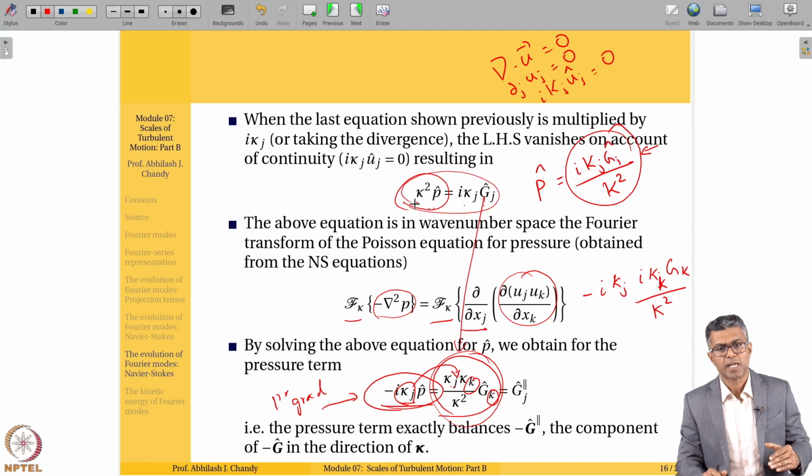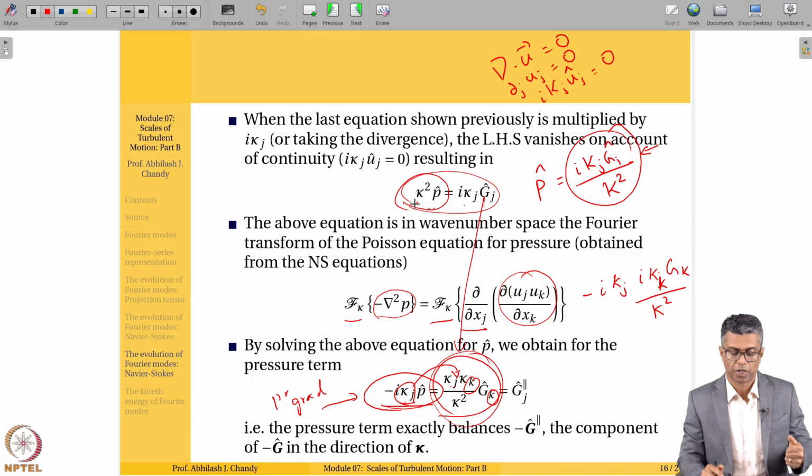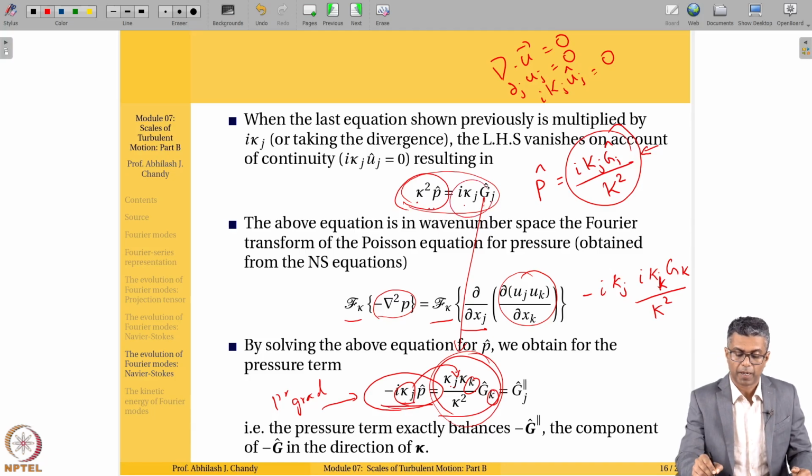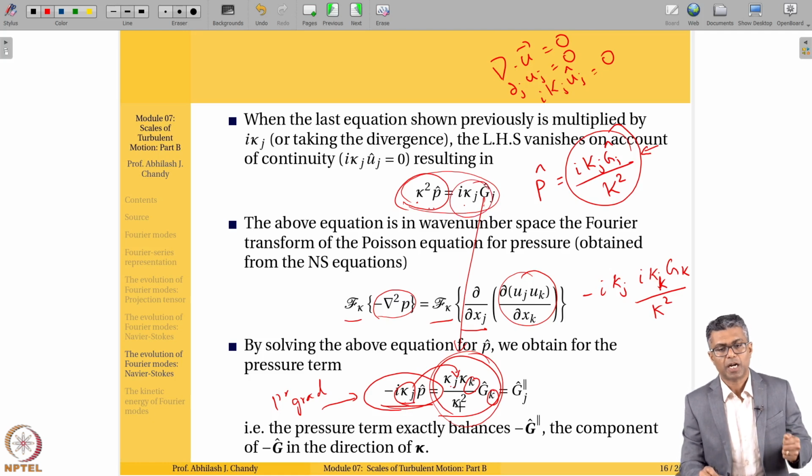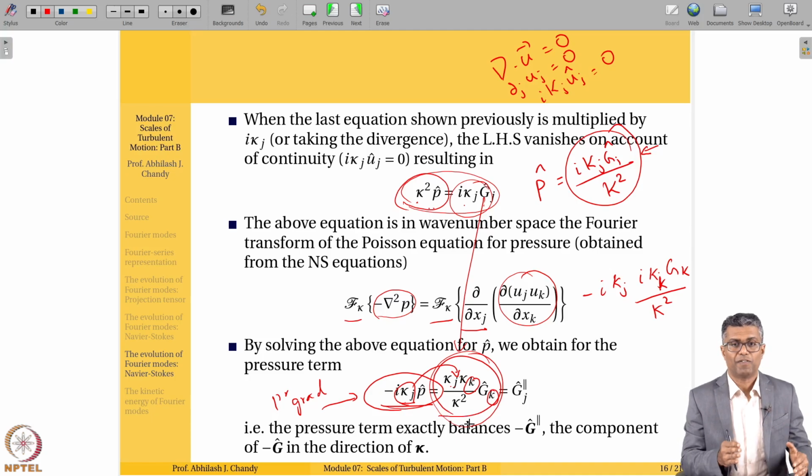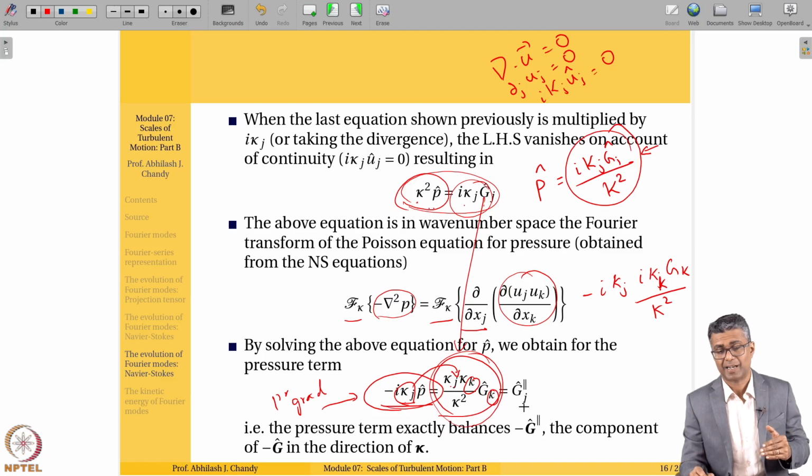Using that, you can derive an equation for p hat, and then derive an equation for the pressure gradient. So i kappa j p hat would be i kappa j multiplied by this right hand side here, which is how you end up getting kappa j kappa k over kappa squared gk hat. Now this happens to be the g parallel to the wave number vector. So that is gj parallel. This is where we were at in last class.